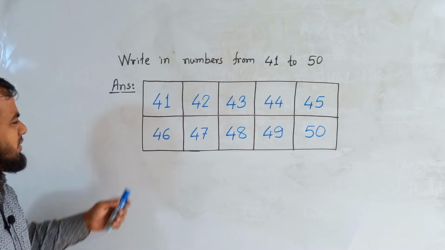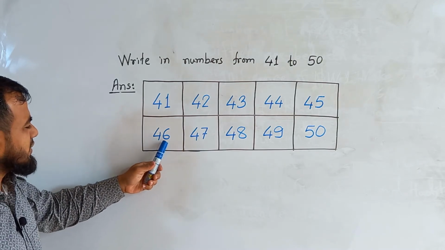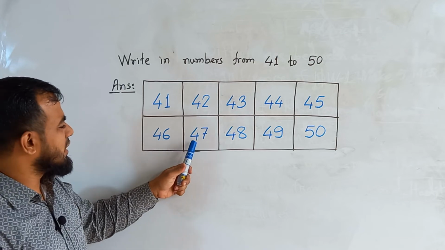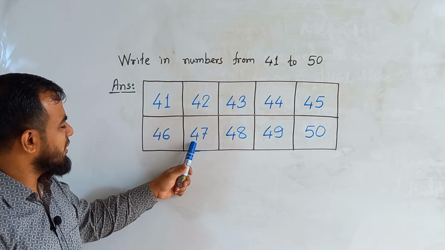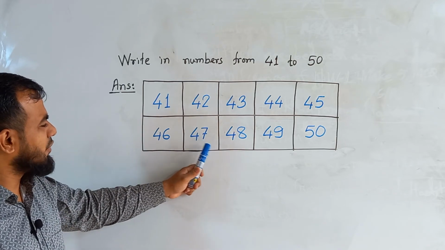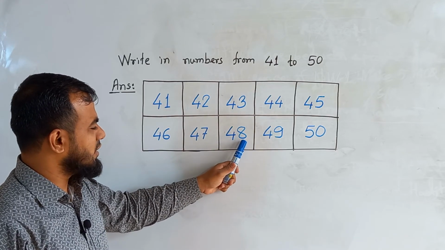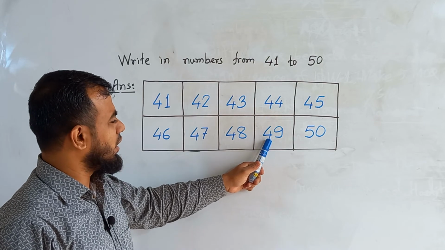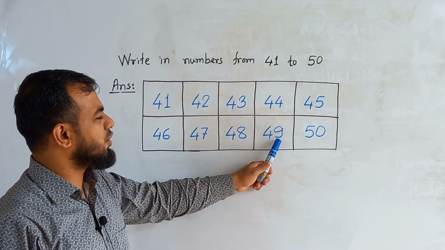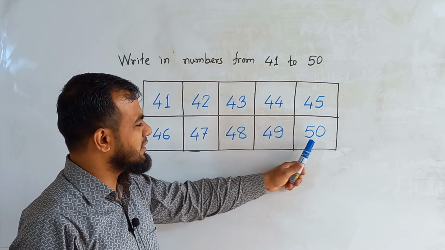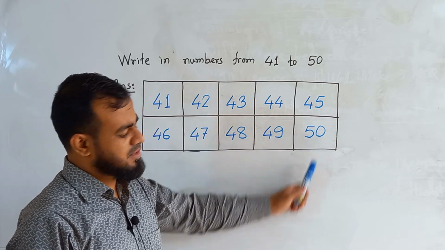Then the number is 46. 4 and 6 is the number 46. Then it's 47. 4 and 7 makes the number 47. After 47 is 48. 4 and 8 makes the number 48. Then it's 49. 4 and 9 makes the number 49. And the last number is 50, which comes after 49. 5 and 0 makes 50.